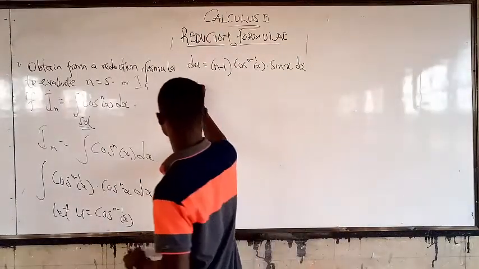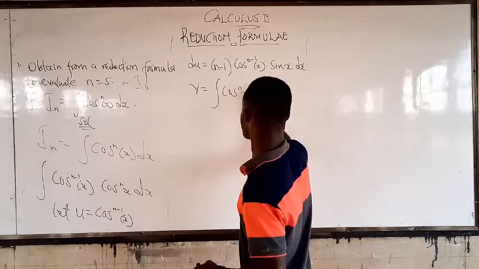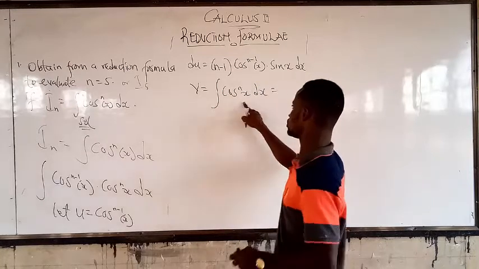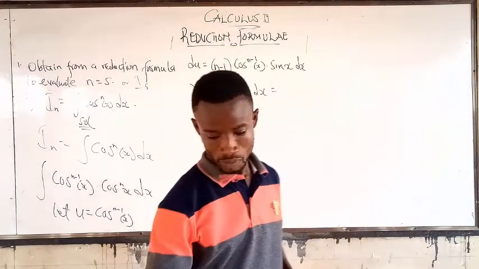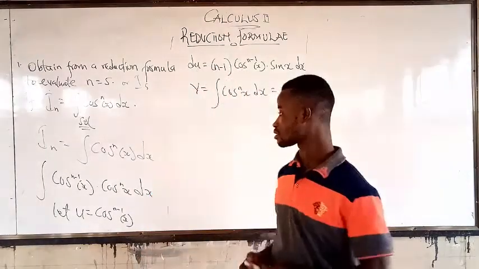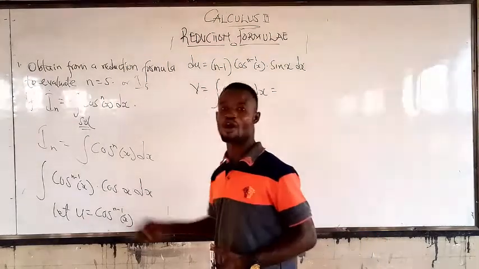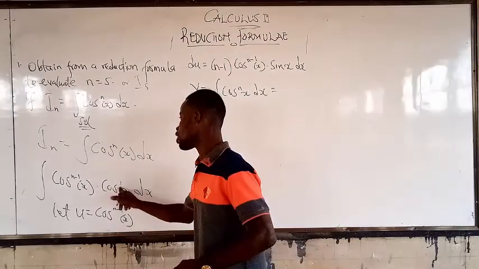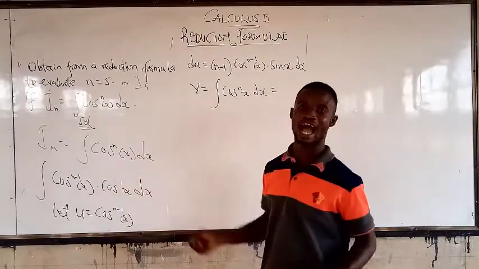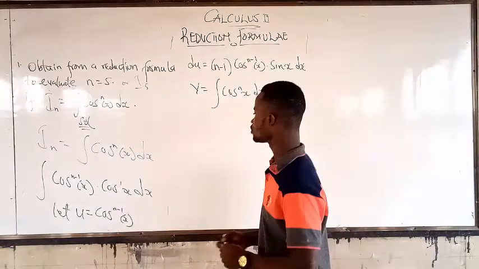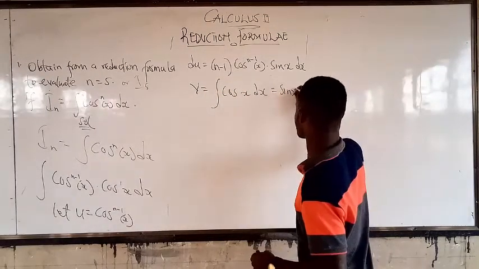Then you set v, and v is going to be the integral of cos x dx. And when you integrate this, I think there's a mistake somewhere. It's supposed to be power 1. I said when you add 1 to n minus 1, you get n, but I mistakenly wrote n. So here is power 1, and this is going to give you sine x.